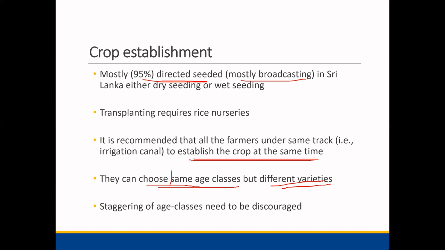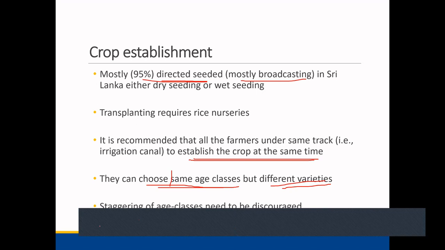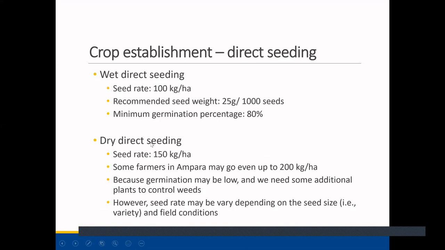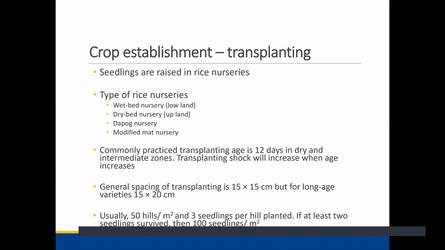Because when we open the irrigation canals, then they can efficiently use the water. Otherwise, each and every farmer, you cannot open the irrigation. So that's a big problem. That's why staggering of age classes needs to be discouraged. Staggering means different farmers choosing different age classes. That should be discouraged, especially when you have rice cultivation under irrigation. So those are the basic points you should know about crop establishment, but we will move to the different methods, that's direct seeding and then transplanting. You should know some stuff.